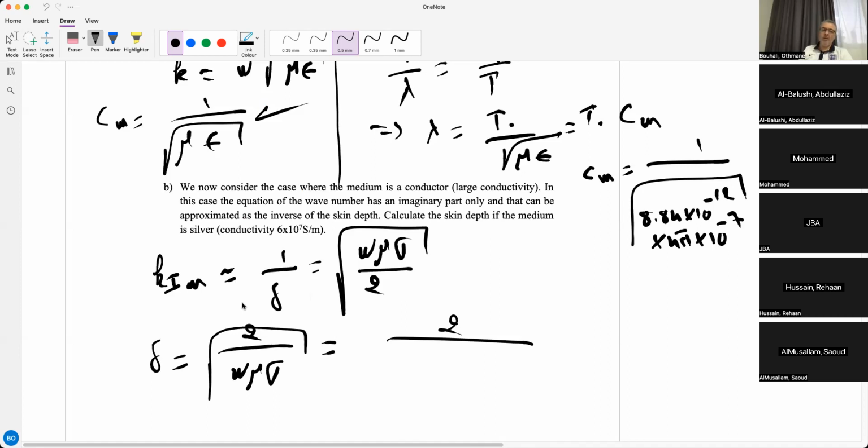Okay, so now in this equation, again, let's go to the second question. In the second question, I already told you that the imaginary part is the inverse of the skin depth, and I am asking you to calculate the skin depth.